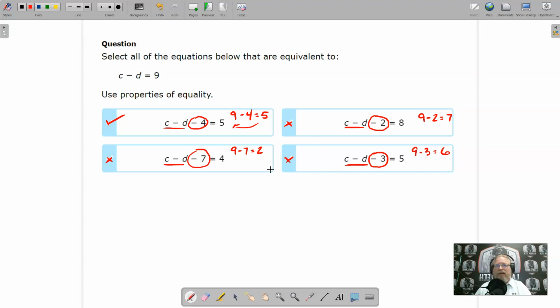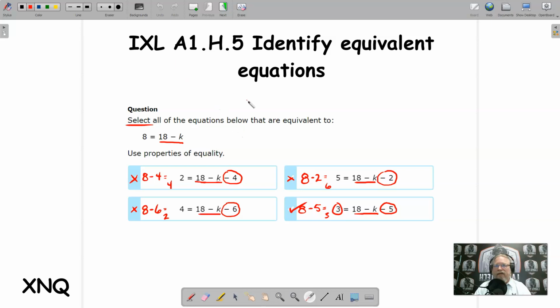So it turns out that just the first one was correct on this one. Remember, the key is to look and see what they are doing to one side, and then if we do the same thing to the other side, do we get the answer that they give here in these possible answers. All right, so that is all I've got for examples from IXL A1.H.5 Identify Equivalent Equations, and good luck with your activity.